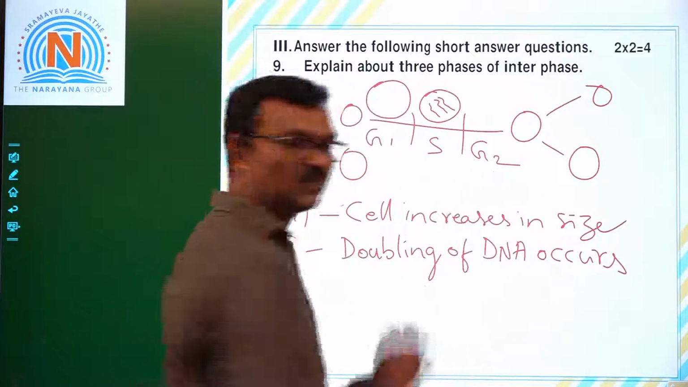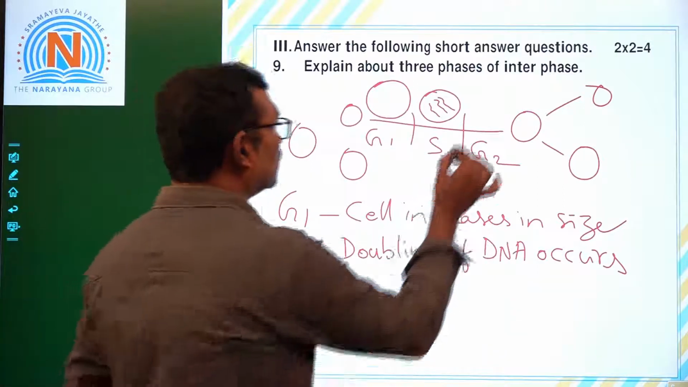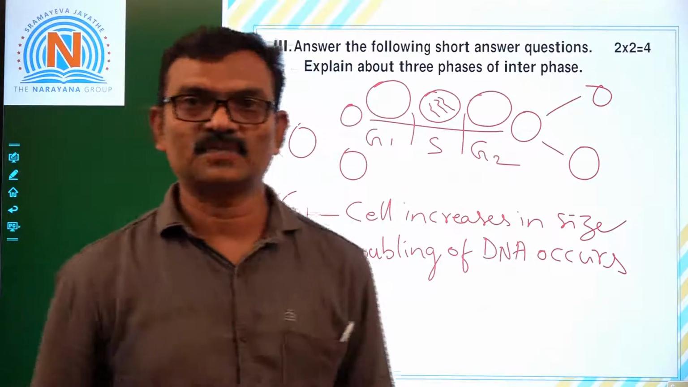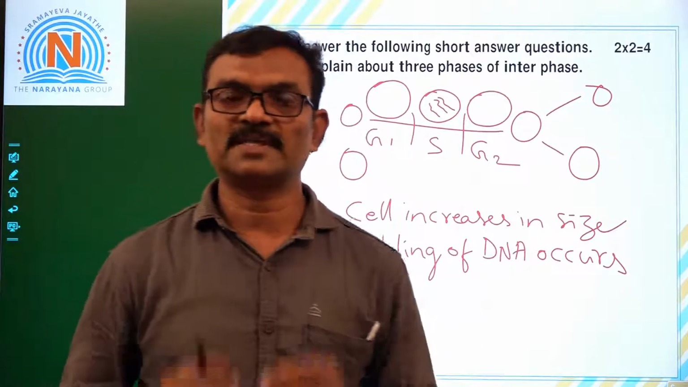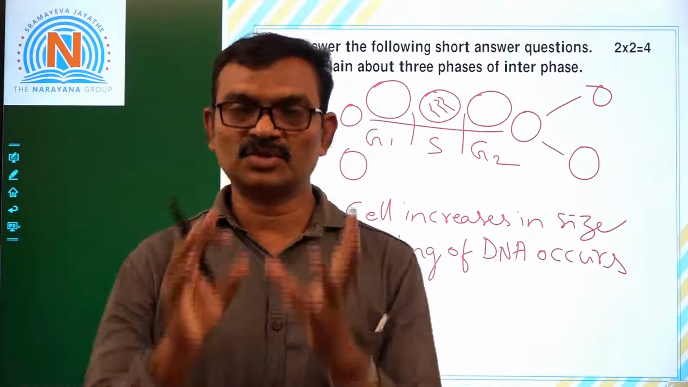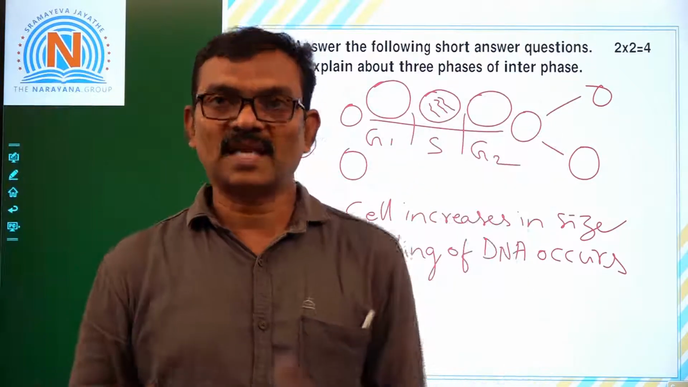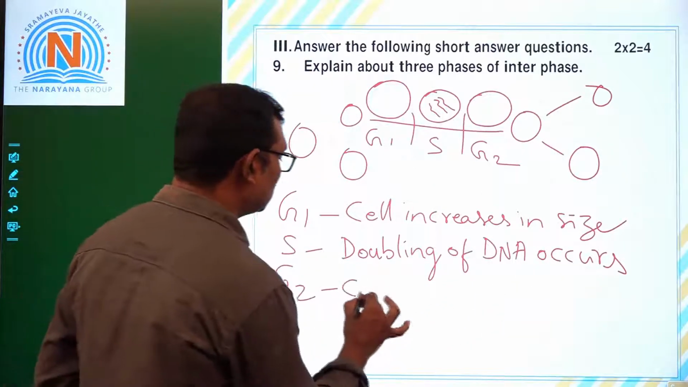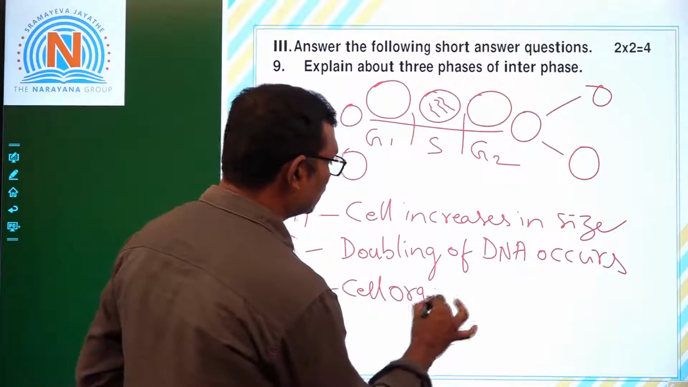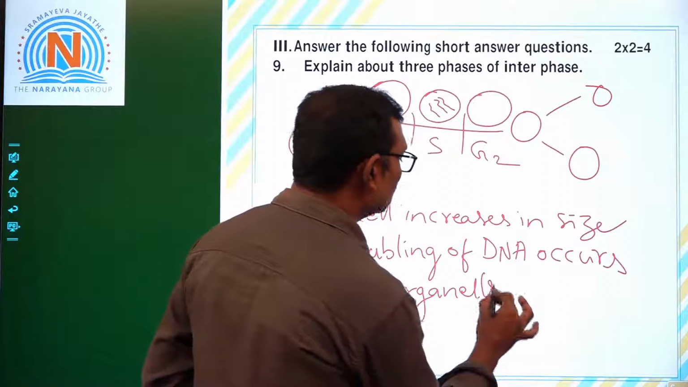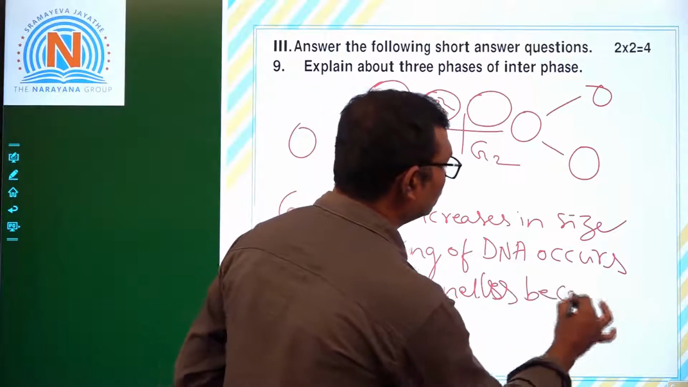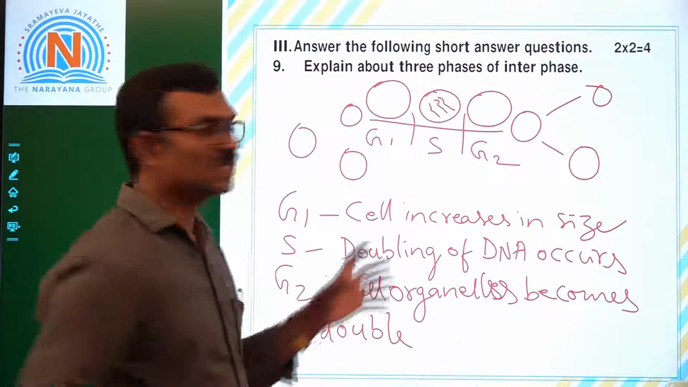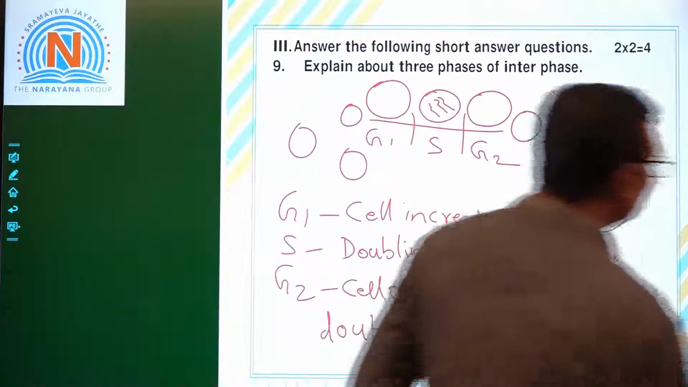And during G2 phase, let us see what will happen. You know that in the cell there are so many cell organelles: endoplasmic reticulum, Golgi complex, mitochondria, lysosomes, ribosomes. All these are cell organelles. During G2 phase, cell organelles become double. So these are the changes that we observe during interphase.